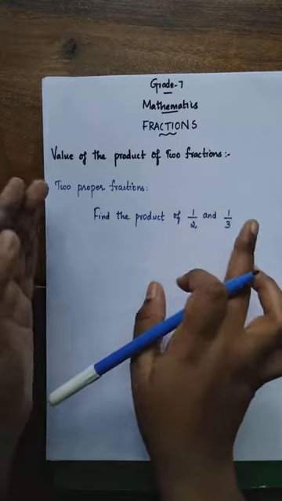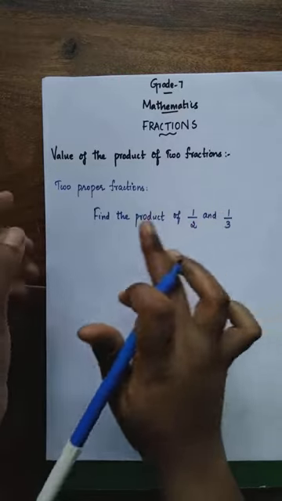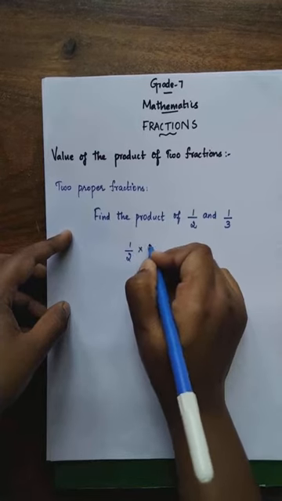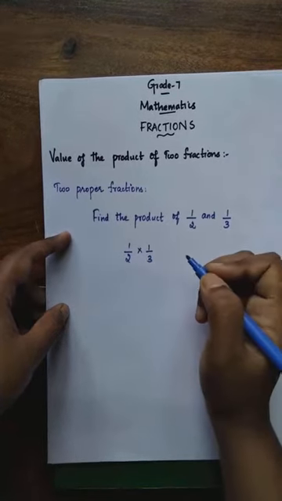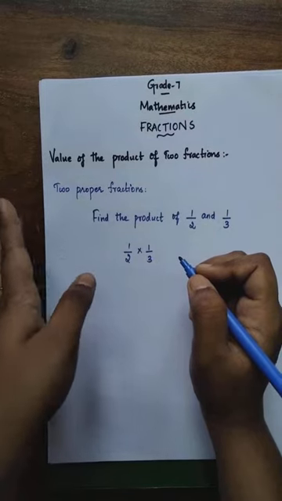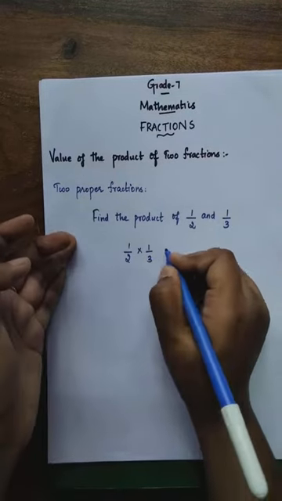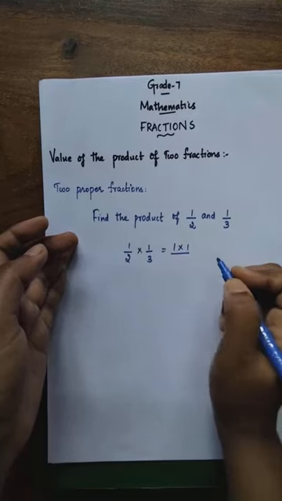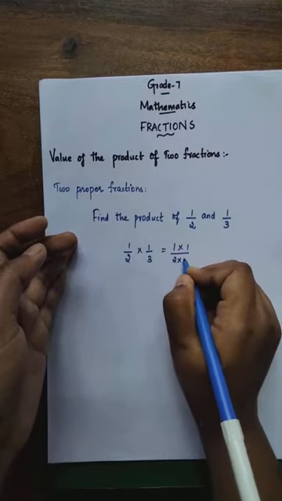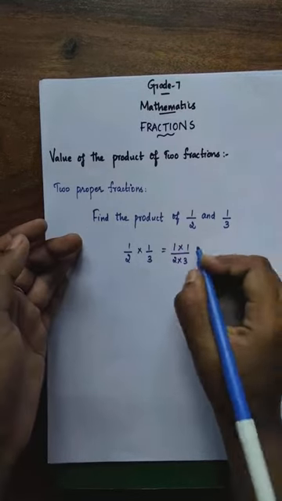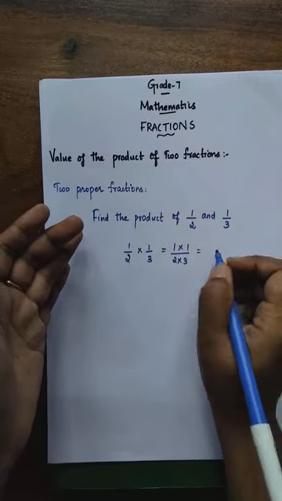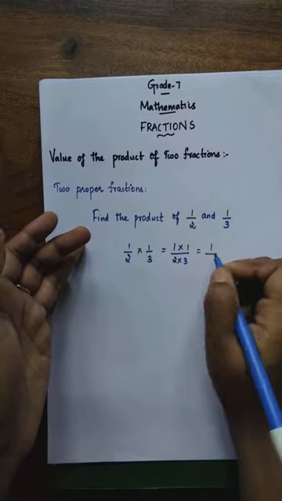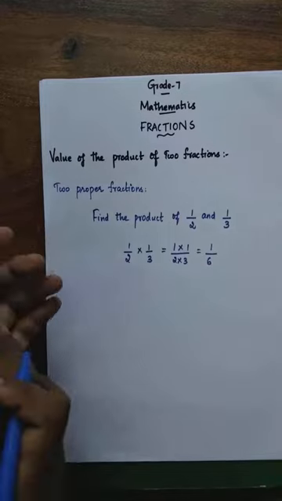1 by 2 into 1 by 3. You all know how to multiply a fraction by a fraction, right? First we multiply the numerators, that is 1 into 1, divided by 2 into 3. 1 into 1 is 1, divided by 2 into 3. 2 threes are 6. So our product is 1 by 6.